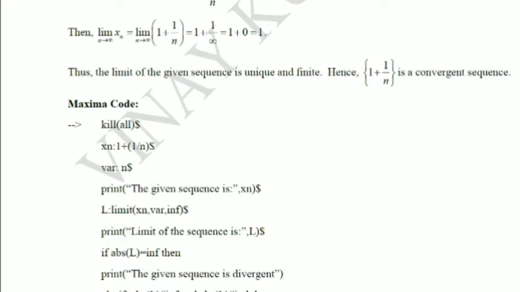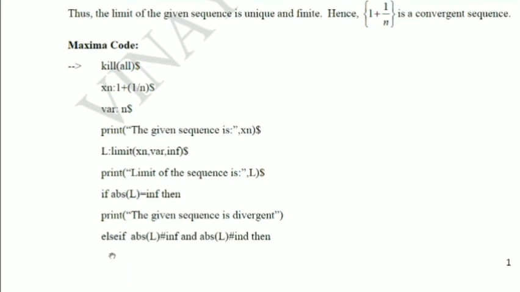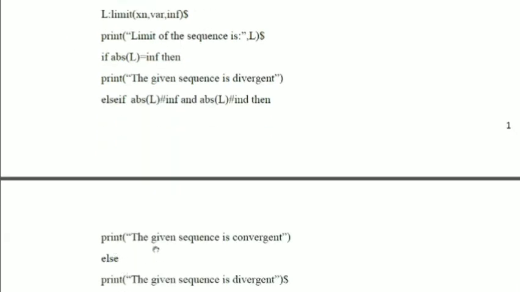Else if, this is one word, else if this is not true, then check absolute value of L is not equal to infinity and absolute value of L is not equal to indeterminate. You should not get indeterminate also. Then obviously the given sequence is convergent. Print the given sequence is convergent.